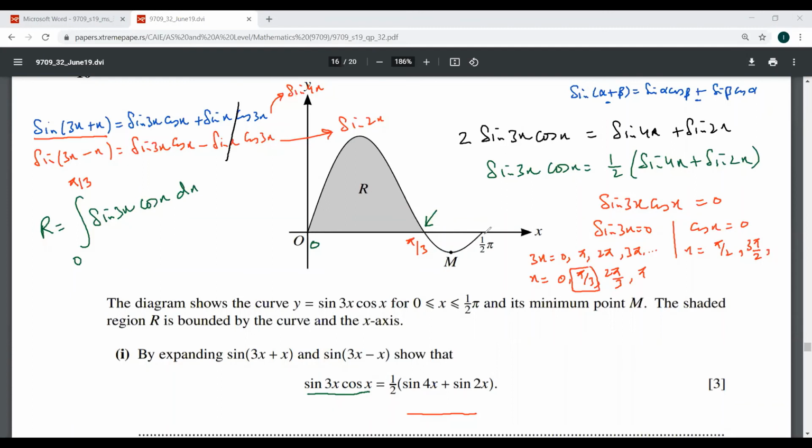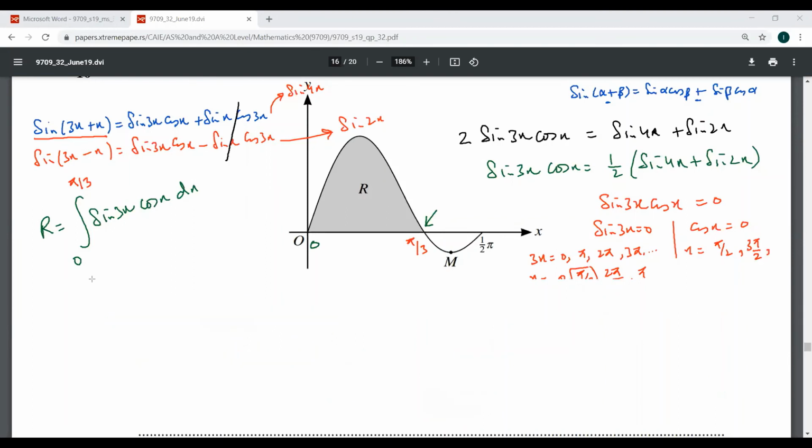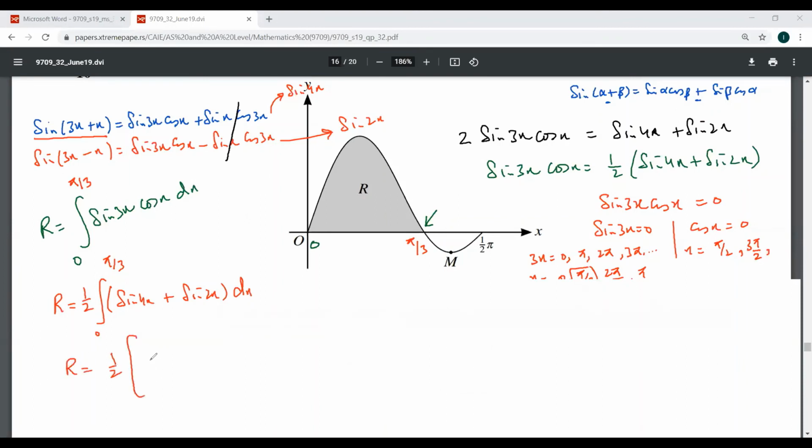Now, when you have to integrate this, is integrating sine 3x cos x easier, or integrating half of sine 4x plus sine 2x? The right hand side is easier to integrate, so we'll be changing this to the right hand side. So this is going to be the limit from 0 to pi by 3, there was a half, and then sine 4x plus sine 2x dx. So this is half into, limit from 0 to pi by 3.